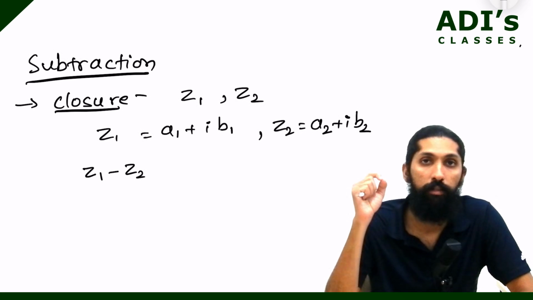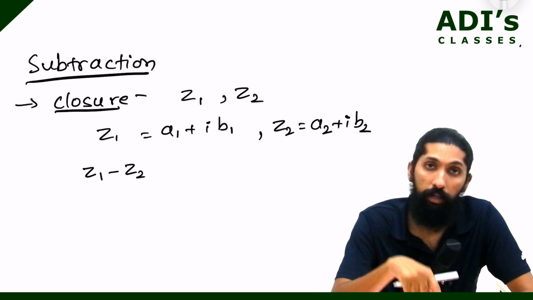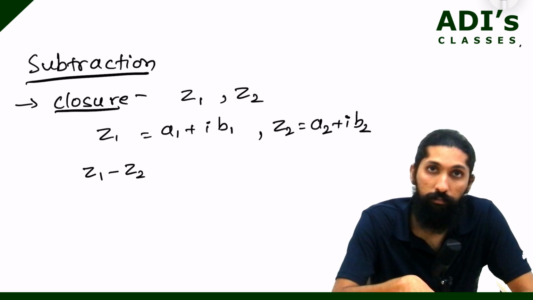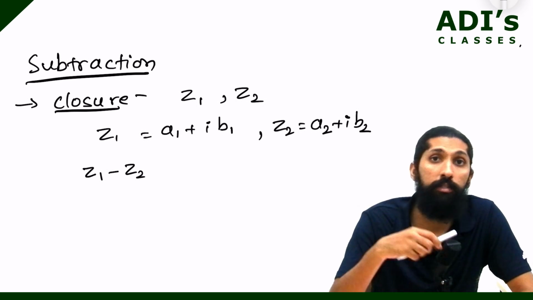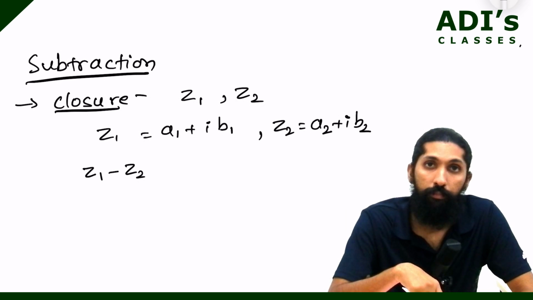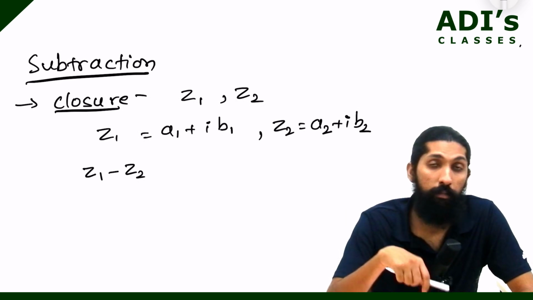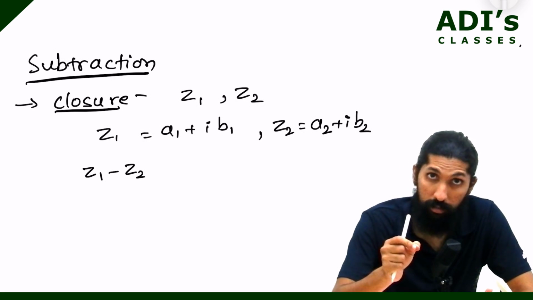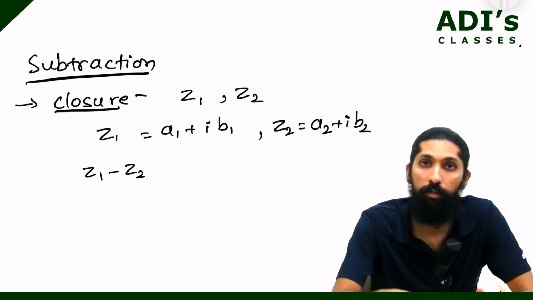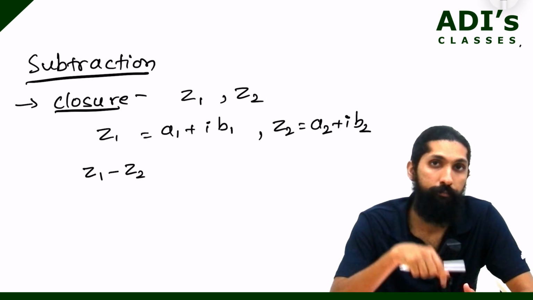Now you might be thinking, what if I have an example like 2 plus 3i and 2 minus 3i, or 2 plus 3i and 2 plus 3i? What if I subtract these two? Am I not going to get 0? So how is 0 a complex number? It's a real number. Yes, this is one of the very important questions which I want to answer right now.